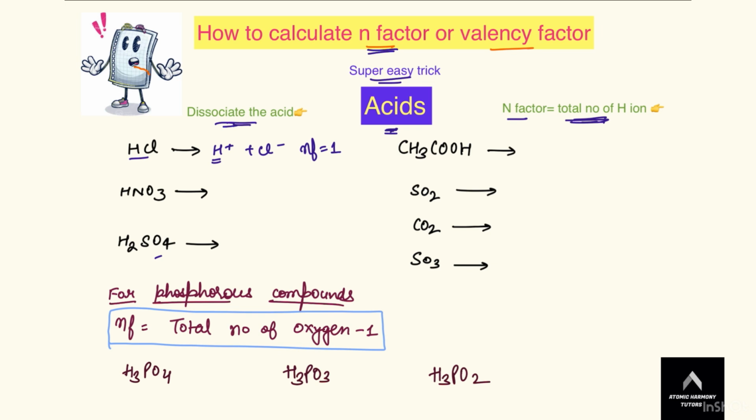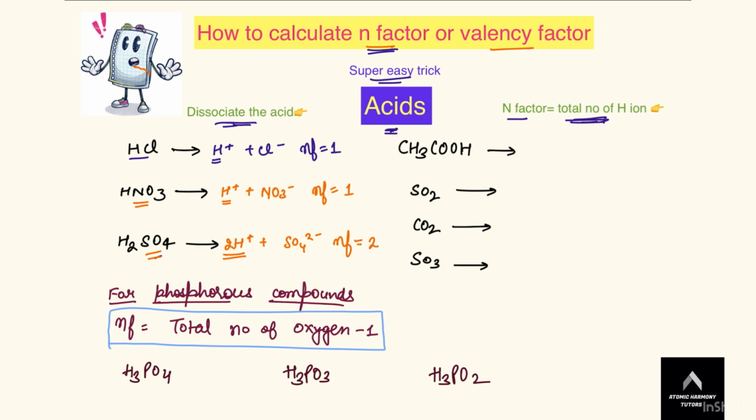Now in case of HNO3, we dissociate this as well, we get H positive and NO3 negative. Then how many H positive ions are there? 1. So n factor is equal to 1. Now in case of H2SO4, we dissociate, then we get 2 H positive and 1 SO4 2 negative ion. So how many H positive ions are there? 2. So what will be the n factor for this H2SO4? n factor is equal to 2.